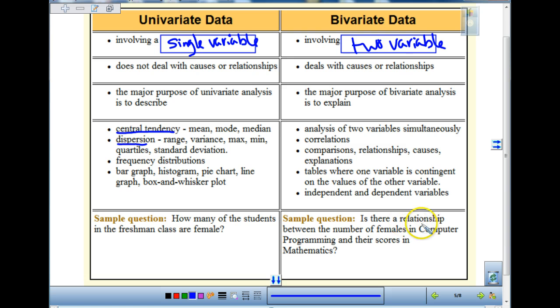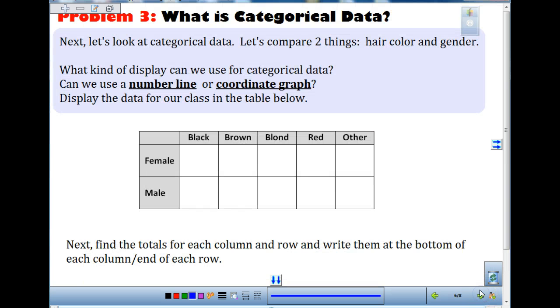Okay. Sample of bivariate. Question: a relationship between the number of females in computer programming and their scores in mathematics. So maybe if you are a female in programming, you might have a very high math aptitude, or vice versa, or the middle. These are different things that we can look at with two variables. Does one cause the other? Is there a correlation? Is there a relationship? We might look at tables, we might look at graphs. We're going to usually have an independent and a dependent variable as we look at ours.